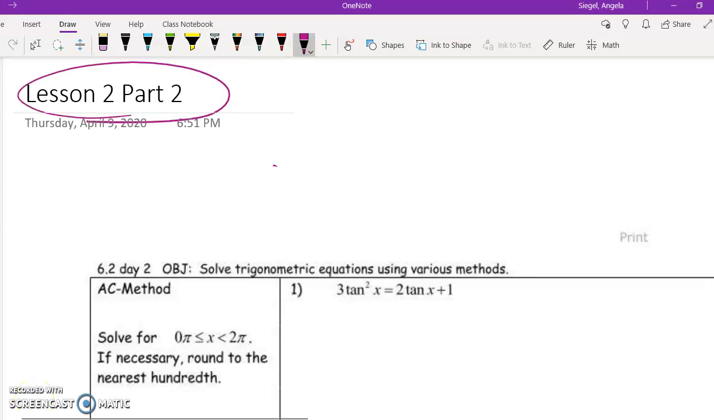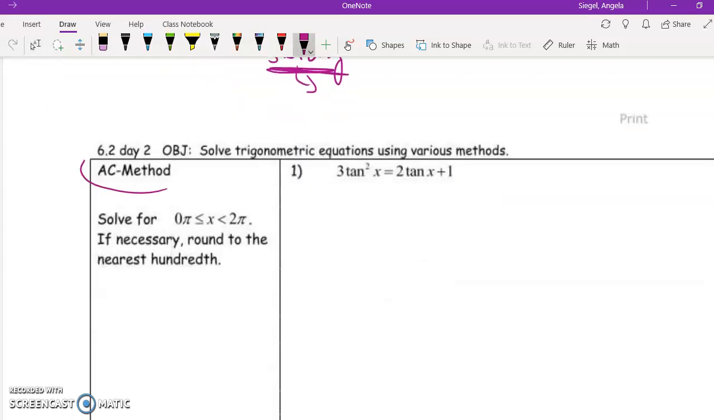And in yesterday's lesson, part 1, we talked about bridging the gap between what we've been talking about and solving these trig equations. Well, today we're just going to talk about techniques in solving. So we're going to stay in this realm right here. The first thing that I want to talk about is the AC method, and this is basically just factoring.